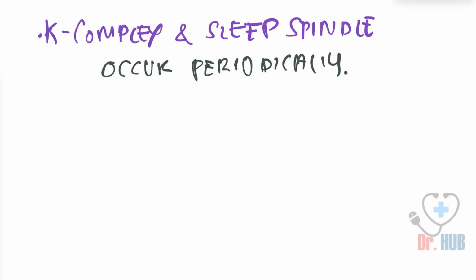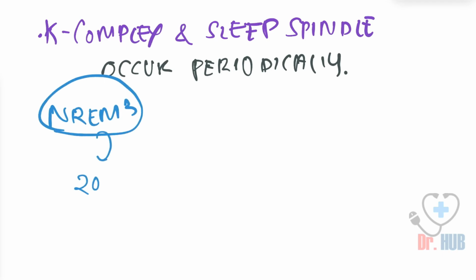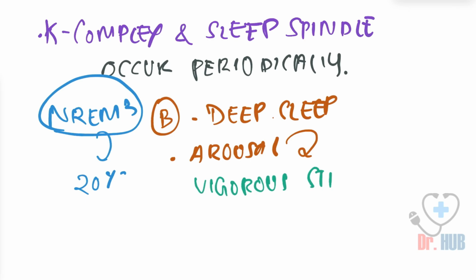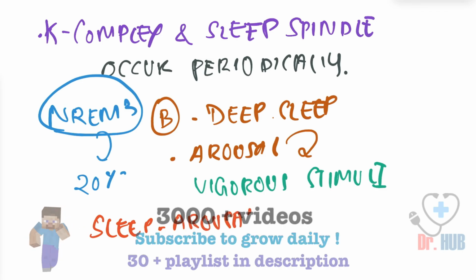Then we also look at NREM3. After NREM2 comes NREM3. This accounts for roughly 20%. And how is the behavior? The person undergoes a deep sleep phase. And there is also arousal, but the arousal is only with vigorous stimuli. In this sleep, the arousal is most difficult.